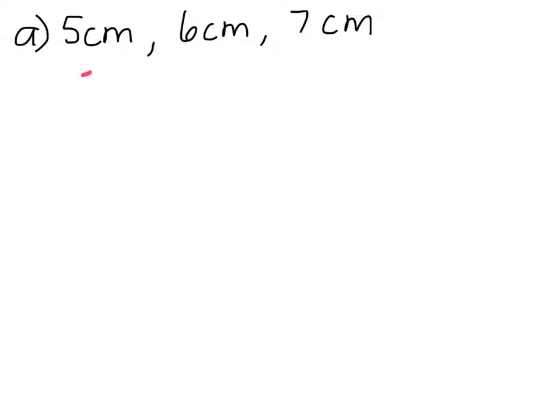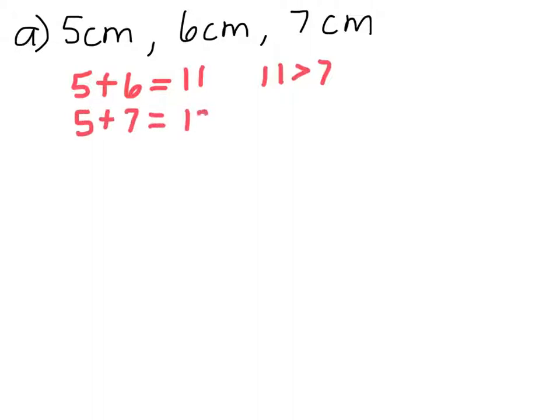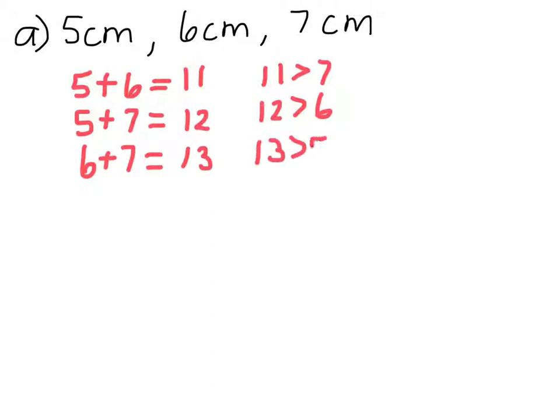Let's begin with 5 plus 6 equaling 11. 11 is greater than 7, so far we're good. Now let's try 5 plus 7. That equals 12. 12 is greater than 6, our remaining side length, so two sides pass the test. Let's try the last side. 6 plus 7 equals 13. 13 is greater than 5. Therefore, it is possible to form a triangle from these three lengths. And here is that triangle.